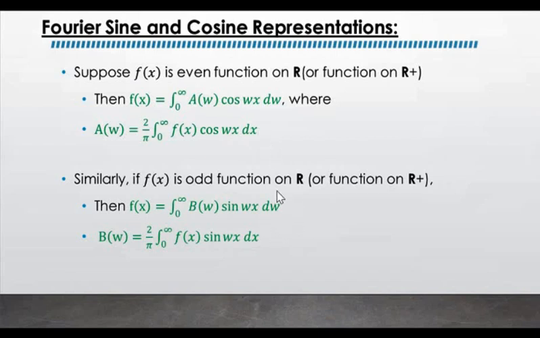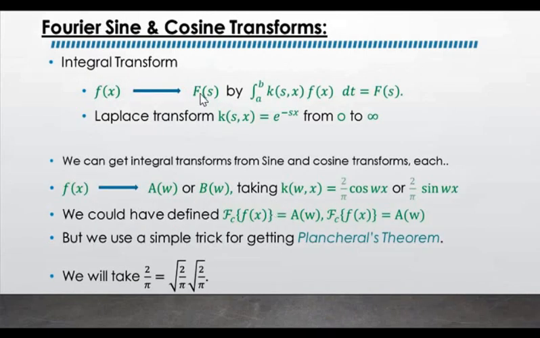And from this we are going to define the Fourier cosine and sine integral transforms. First let us recall the concept of integral transforms. A function f of x is converted to another function of a new variable s by the help of integration. That's what is done in integral transforms.